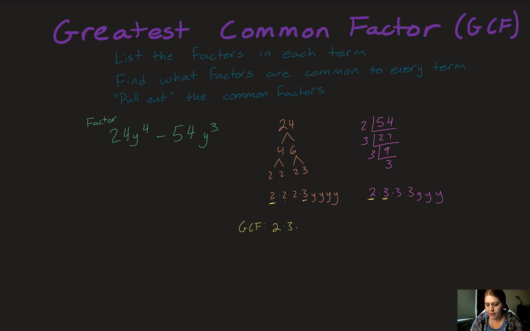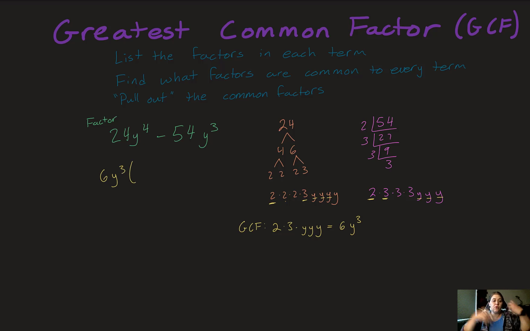And then how many y's? Let's see, that guy has 4 y's, but this guy has 1, 2, 3. So that's what they have in common. 1, 2, 3. So multiplying that all together, we end up with 6y cubed. So our GCF is 6y cubed.